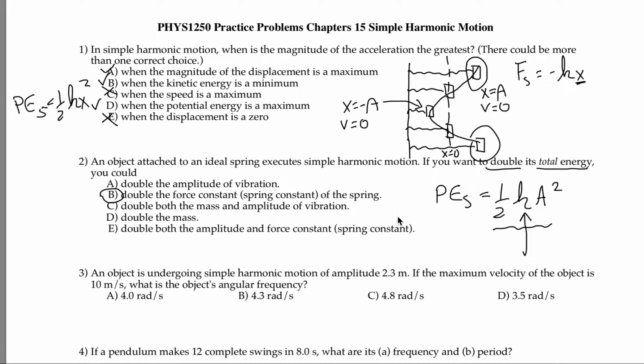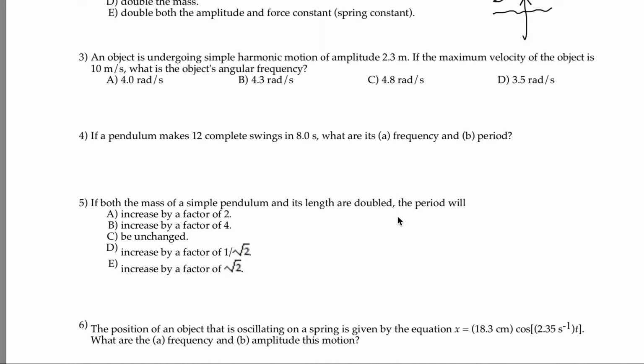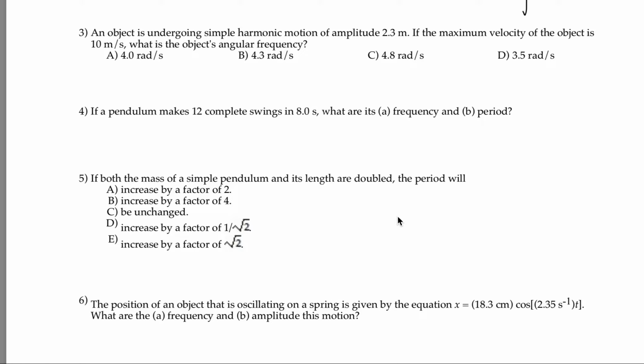Let's take a look at the next one. An object is undergoing simple harmonic motion of amplitude 2.3 meters. If the maximum velocity of the object is 10 meters per second, what is the object's angular frequency? And I actually changed this one for it to read frequency, so let's not look at any of these answer choices.